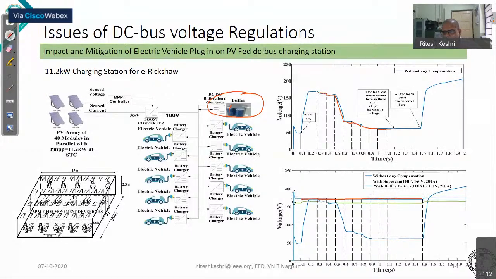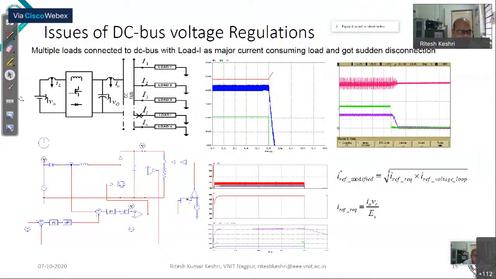Now one more problem is there. When you disconnect this load, remember that they consume large current. They are not simple loads; heavy current loads are there. What will happen under such a situation? This is a boost converter from the photovoltaic panel. The moment you disconnect the load, the current which is going to the inductor from the photovoltaic panel will take some time to fall down.